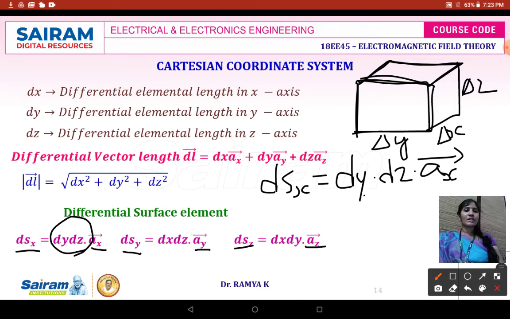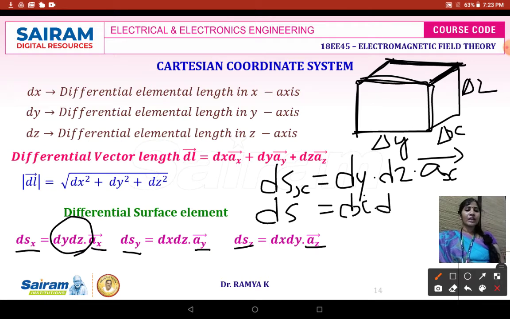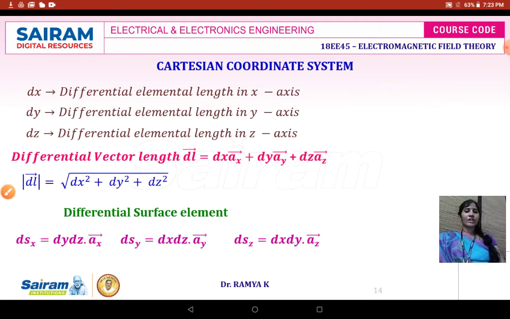Suppose I wanted to identify the surface area of the top face. Top face means it is going to be your del z. This is going to be your del y. This is del x and this is going to be your del y. So ds, the top face surface area, is going to be dx dy and the direction is going to be az. Therefore, it is the surface area along your z-axis direction. This is how you need to identify the differential surface area of a Cartesian coordinate system.